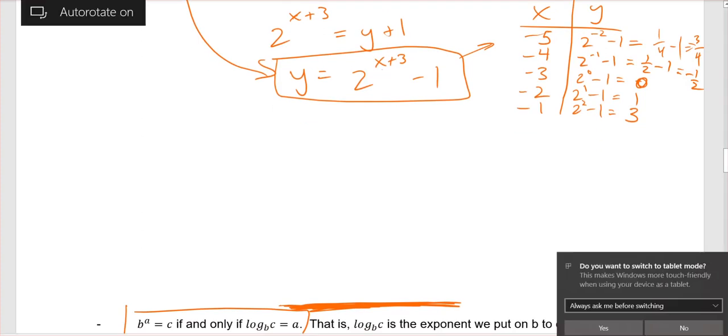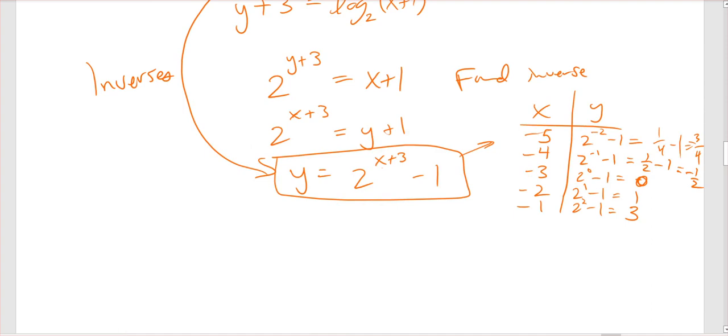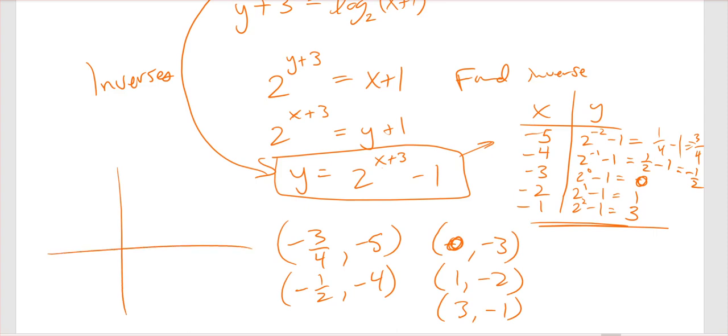So ordered pairs on our original function would be the opposite, those flip-flopped. So we would have -3/4 goes with -5. We would have -1/2 goes with -4. We'd have 0 goes with -3. 1 goes with -2. 3 goes with -1. And then we can draw our graph.